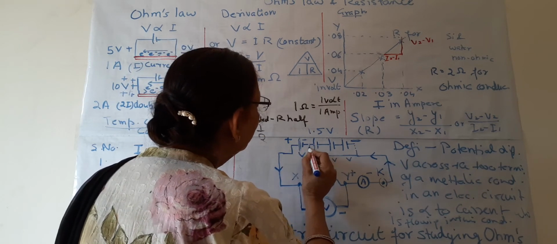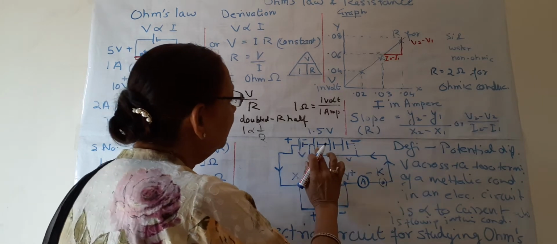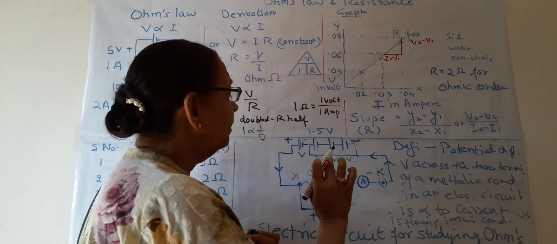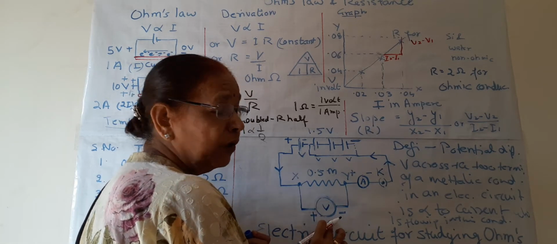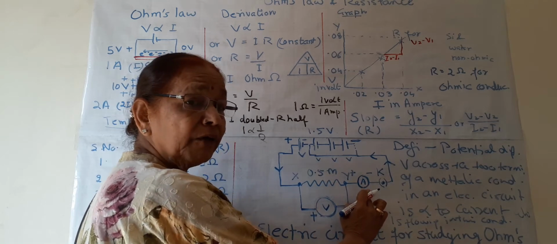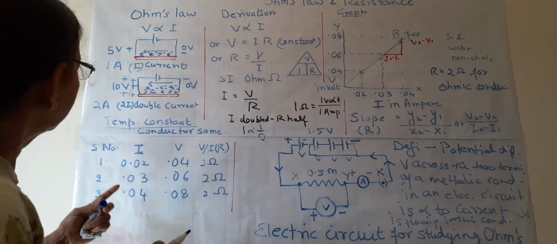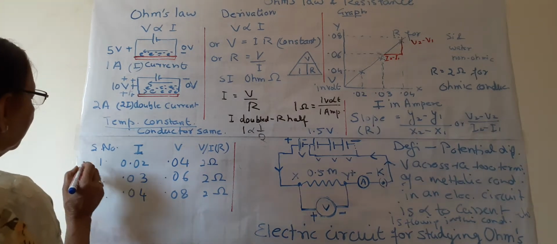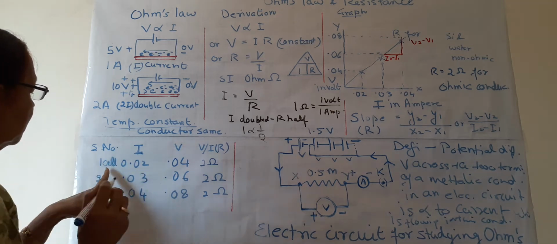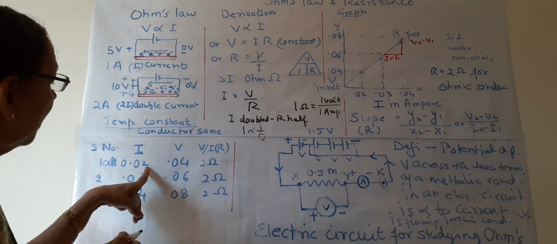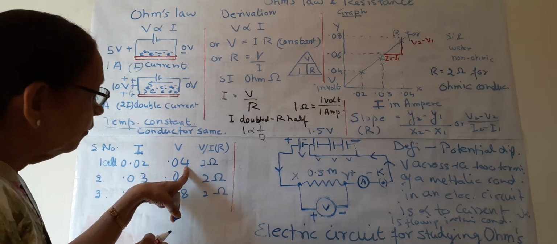First we join only one cell with the circuit. These three are not joined, and we take the reading of the ammeter and voltmeter. It will give the reading of current, and it will give the reading of PD. Here the table is there, serial number 1, when only one cell is joined. Then I is suppose 0.02, V is 0.04.